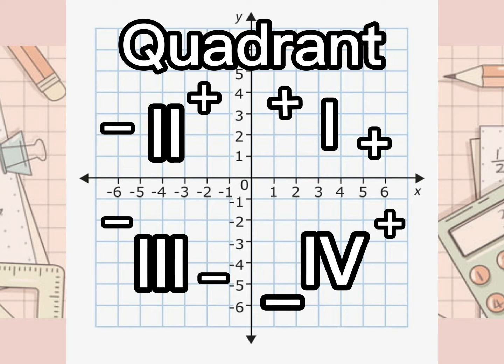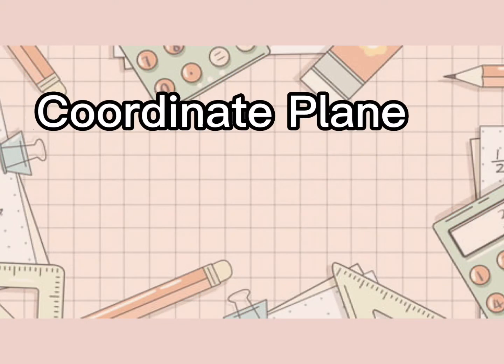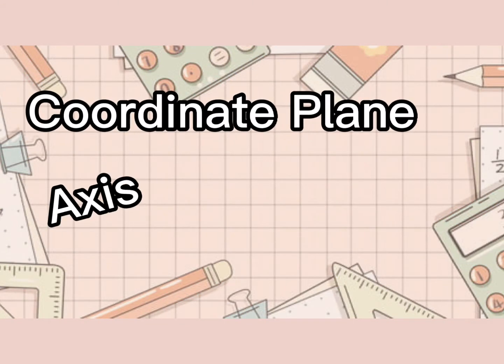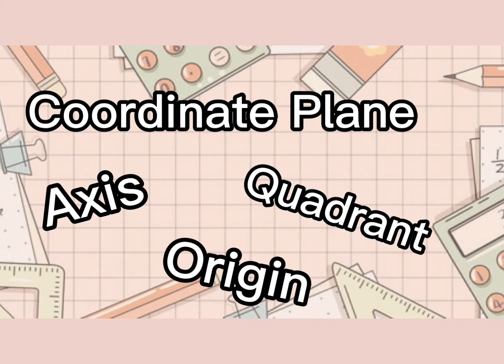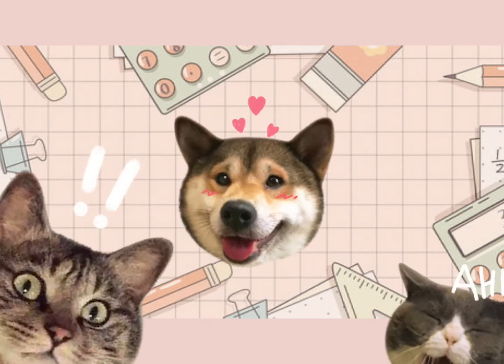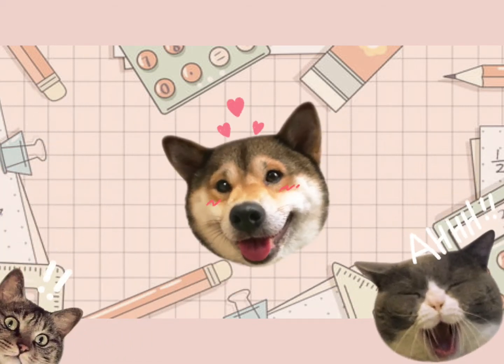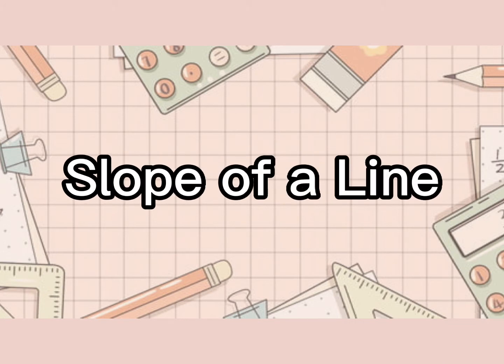These quadrants create different sign patterns: two positive axes, one positive and one negative axis, two negative axes, and one negative and one positive axis. Now that you know what a coordinate plane, axis, origin, and quadrant are, let's proceed to our topic, which is the slope of a line.